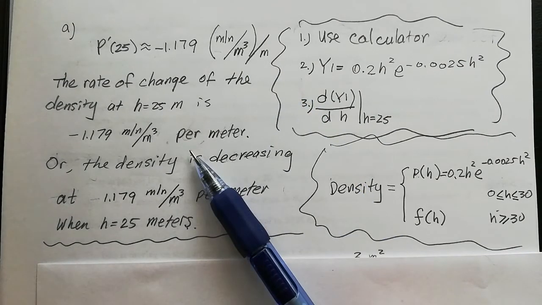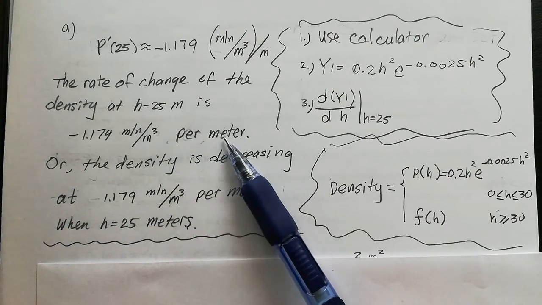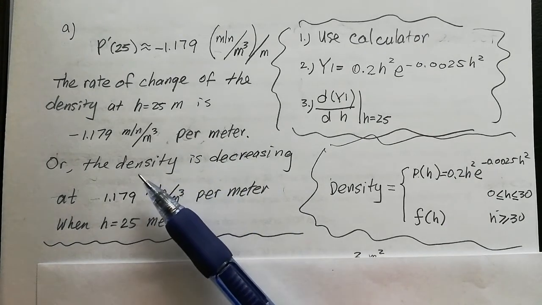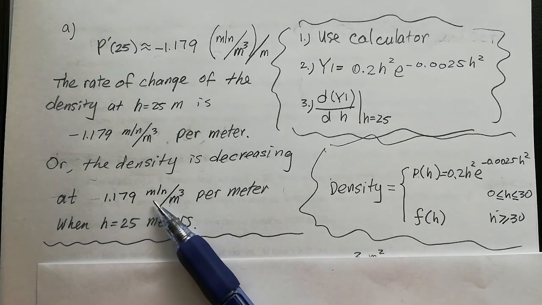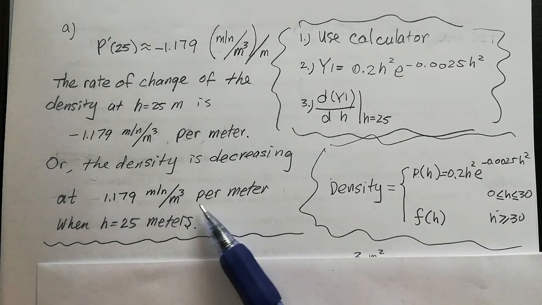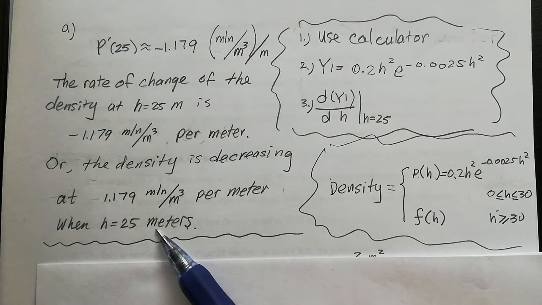The meaning of this expression is that the rate of change of the density at h equal to 25 meters is negative 1.179 millions per cubic meter per meter. Or you can say the density is decreasing at 1.179 millions per cubic meter per meter when h is 25 meters.